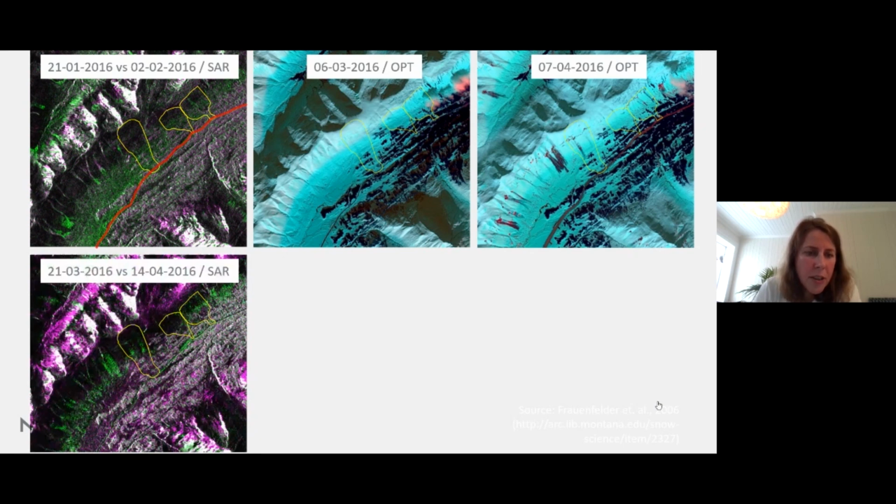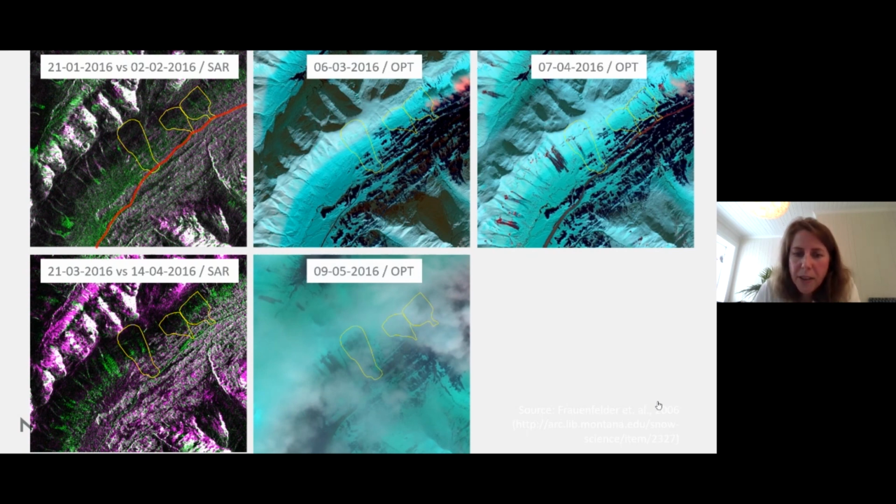The SAR image is then the change between March and April, so slightly after the last optical image that we just showed, and you can see the same avalanches that have released to the west of the main pass, but you also see that in the main pass another, a new small avalanche has released to the right of the path.